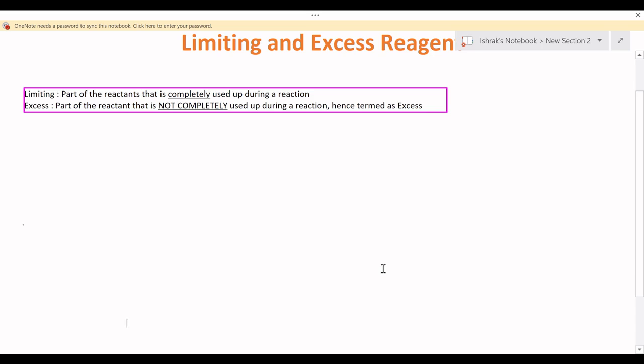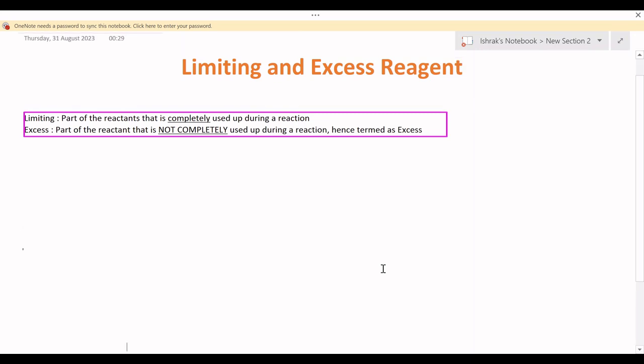Hi everyone. Today we are going to discuss limiting and excess reagent. So first, what we need to understand is a proper definition of what we mean by limiting reagent.